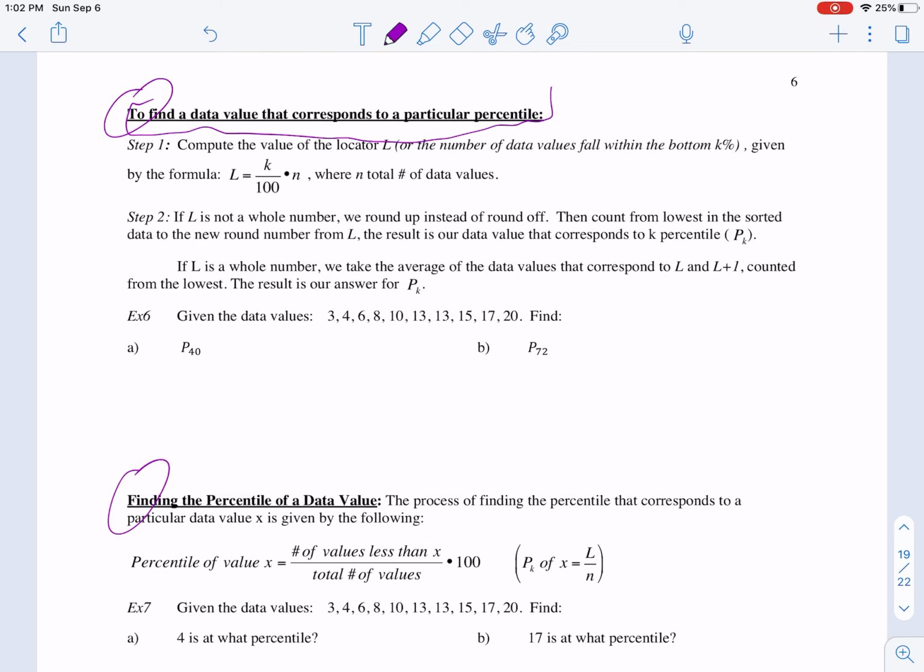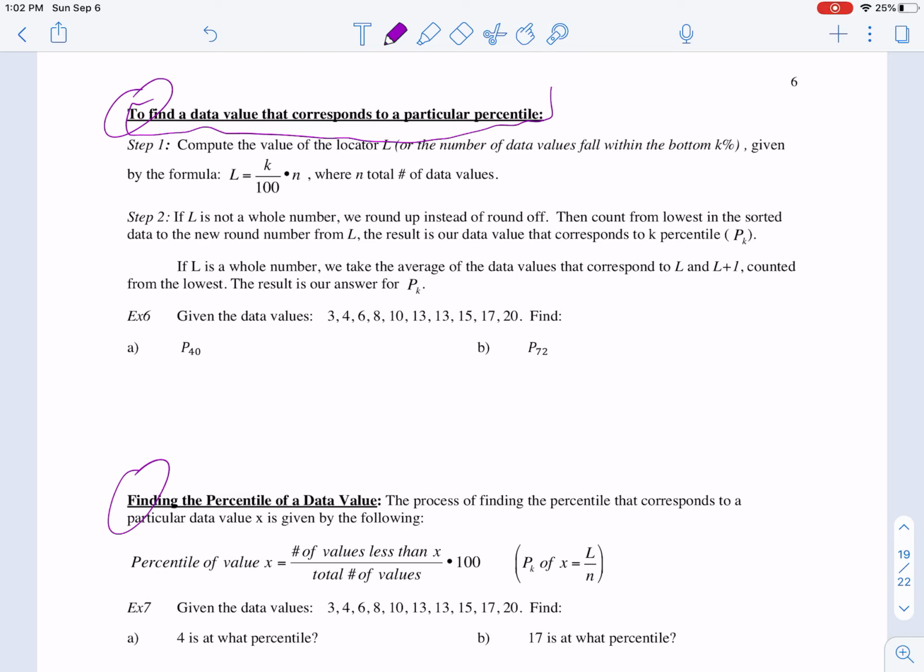Step 2: if L is not a whole number, we round up instead of rounding off, and then count from the lowest in the sorted data to the new rounded number L. The resulting data value corresponds to the K-th percentile, P_K. If L is a whole number, we take the average of the data values that correspond to L and L plus 1, counting from the lowest. The result is our answer, P_K.